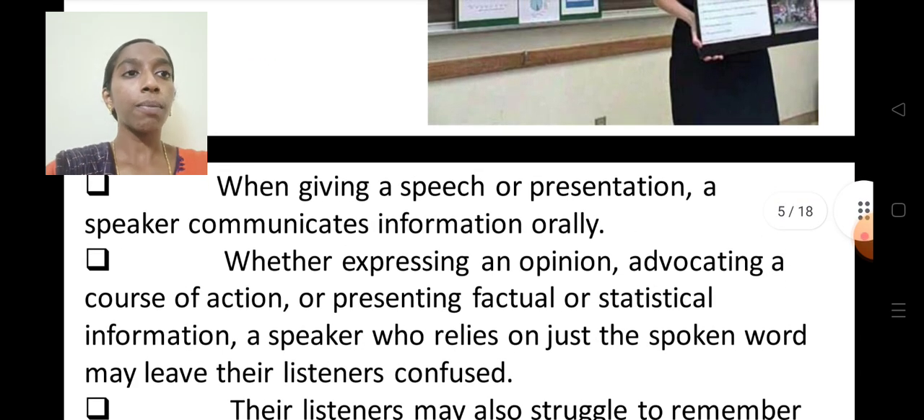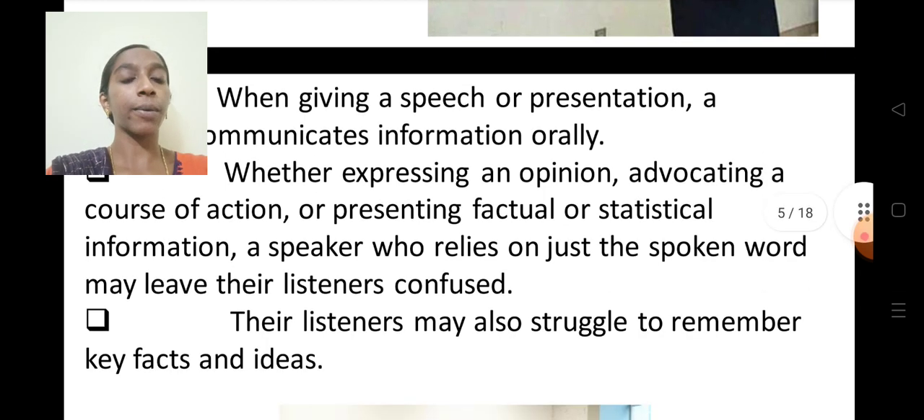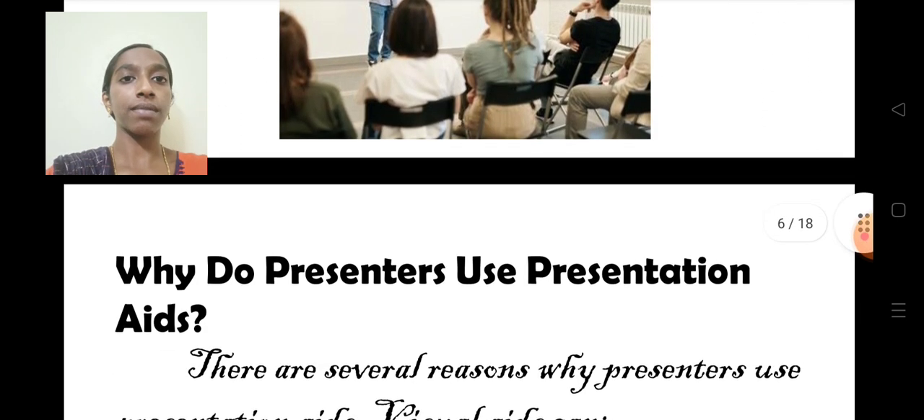When giving a speech or presentation, a speaker communicates information orally, whether expressing an opinion, advocating a course of action, or presenting factual or statistical information. A speaker who relies on just the spoken word may leave their listeners confused. Their listeners may also struggle to remember key facts and ideas.